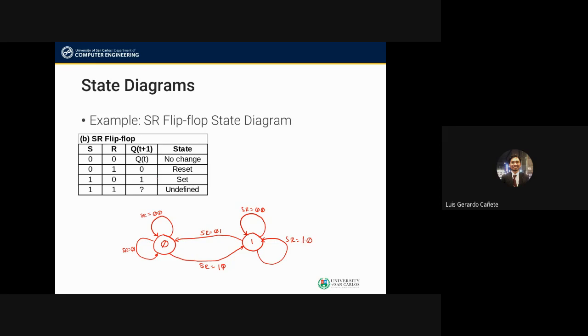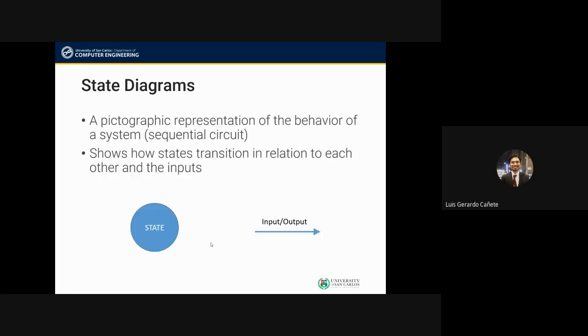Okay, so the last case is SR equal to 1, 1. But because we don't know what's going to happen with Q t plus 1, we can't represent that in our state diagram. So yeah, this is basically the state diagram for an SR flip-flop. Okay?